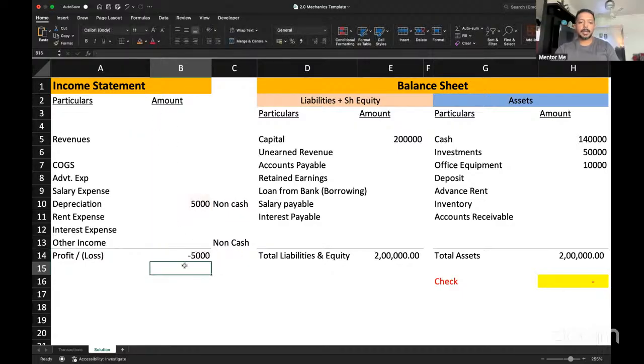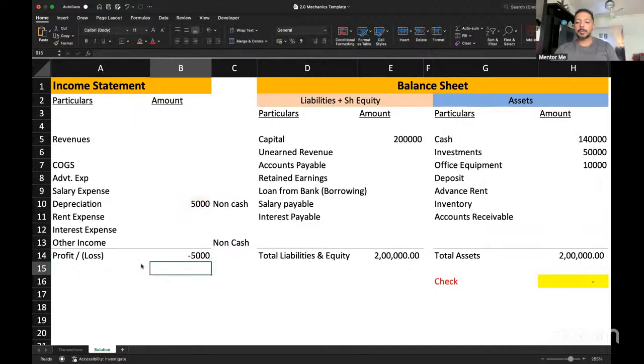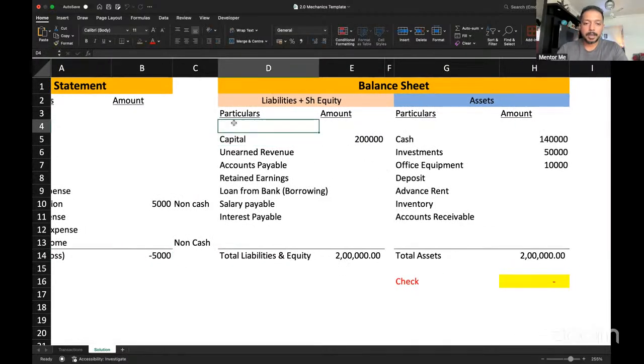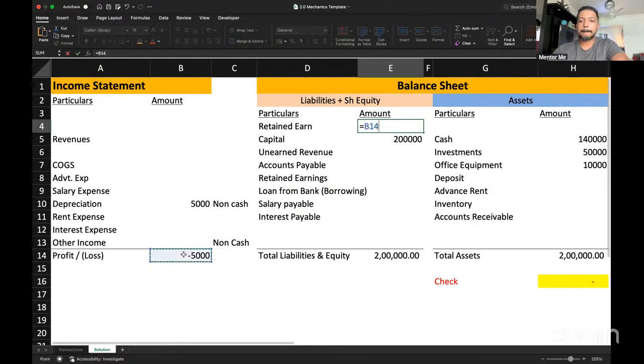Now you can see, every time there's a transaction in the income statement, we'll get a profit or loss. Now, remember what I told you, where is this profit and loss linked? In the equity side. I suggest you make a separate section and call it retained earnings, so it's easier to understand. For retained earnings, just link the profit. Every time, the profit is linked to the retained earnings.